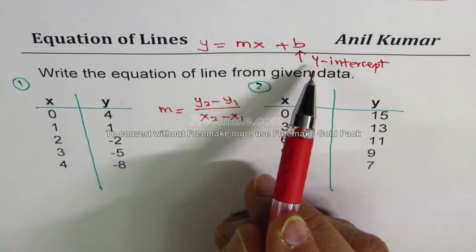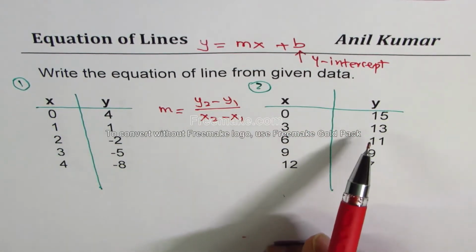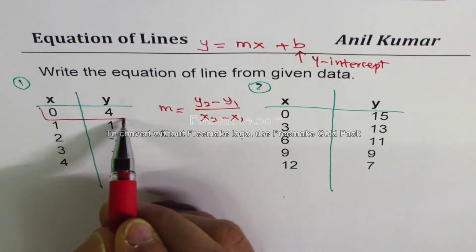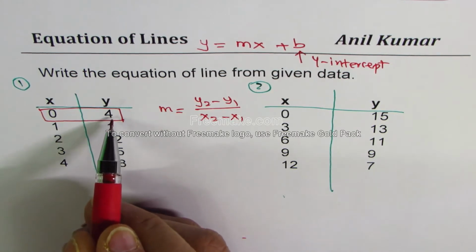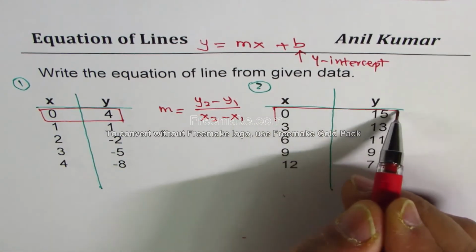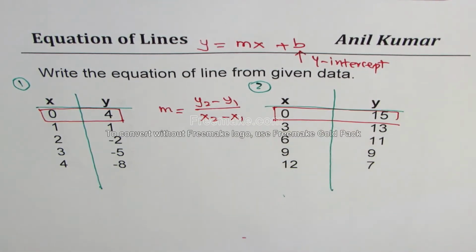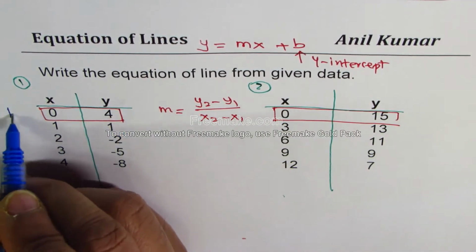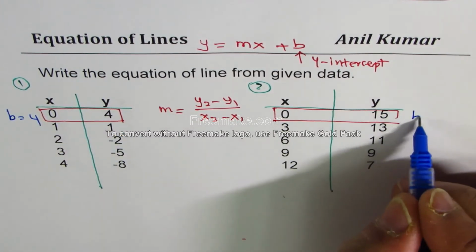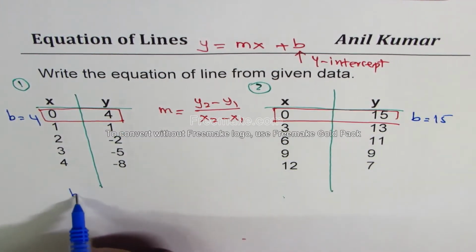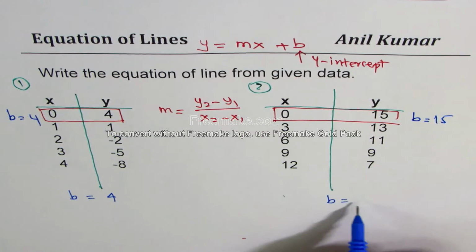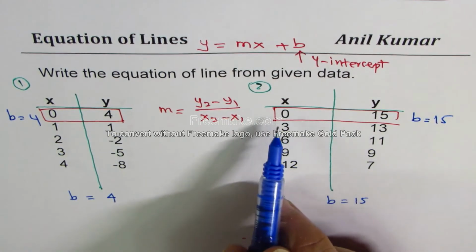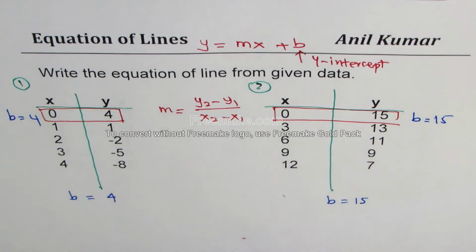Y-intercept means the value of y when x is 0. If you see the data, we are already given the y-intercept here. Do you see this? For x equals 0, we are given y as 4, so b becomes 4 here. And in the second part, the value of b is 15. So let me write down here, b, the y-intercept, is equal to 4, and in this case, b is equal to 15. For x equals 0, what is y? That is b in the equation y equals mx plus b.